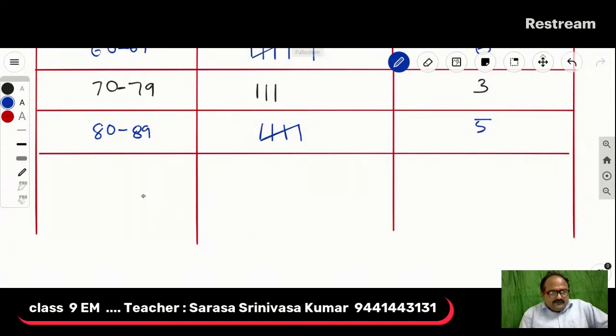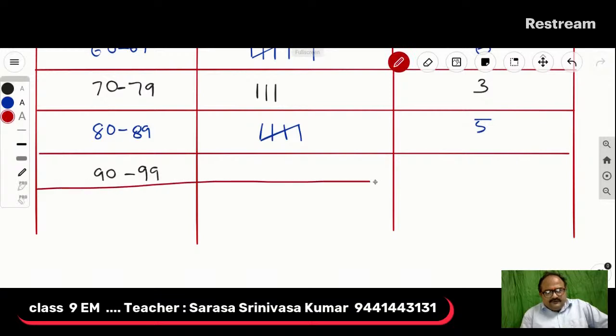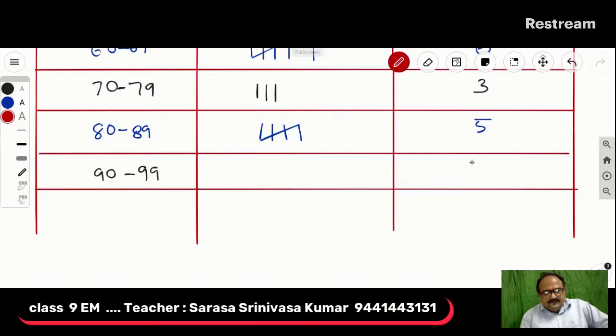Next, we consider the tally marks for class interval 90 to 99. We write the frequency for class interval 90 to 99.